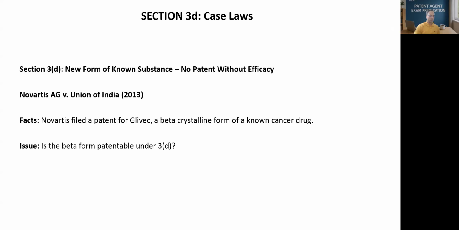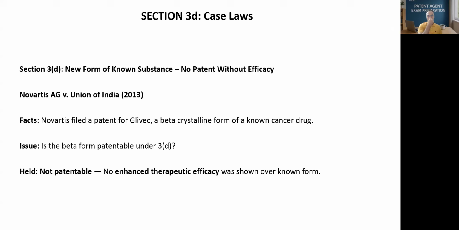So section 3D क्या बोलता है? The mere discovery of a new form of a known substance. So beta, you know this alpha beta forms, yes, right? Sir. Or racemic mixture, R and S forms. Right. So this is the new form of a known substance. And because no enhanced therapeutic efficacy is shown over the known form.